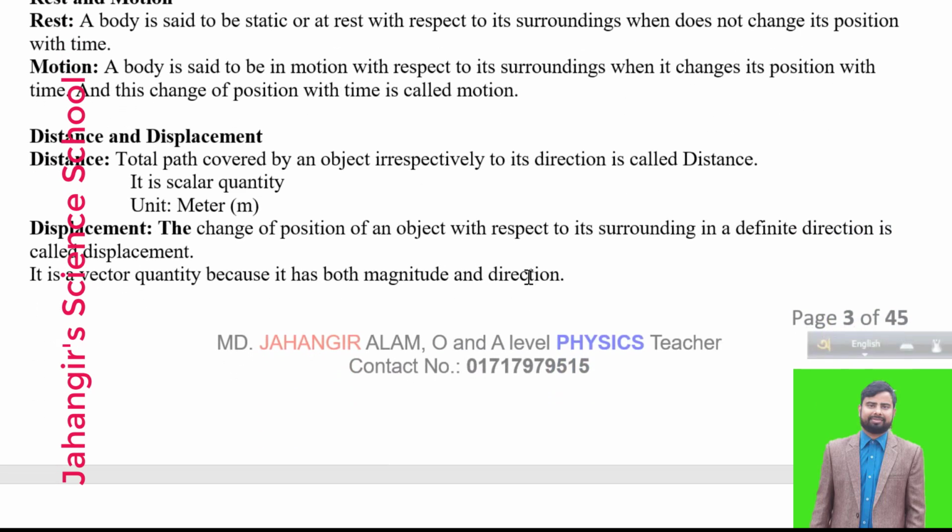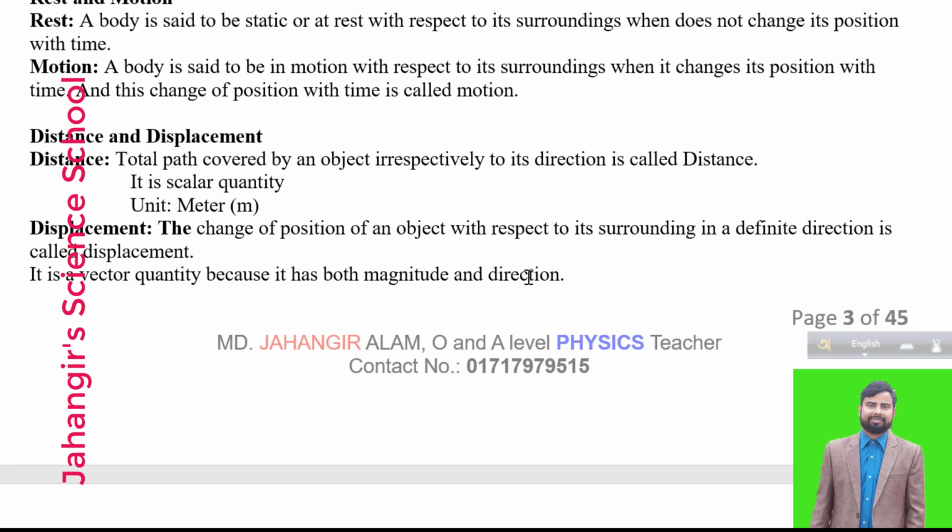Now in this chapter, the most important thing we have to understand is rest and motion. We know rest: if a body does not change its position with respect to the surrounding environment with time, then the object is said to be at rest. On the other hand, a body is said to be in motion with respect to its surrounding when it changes its position with time.